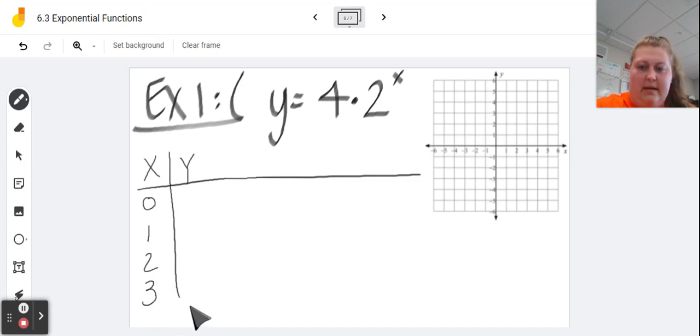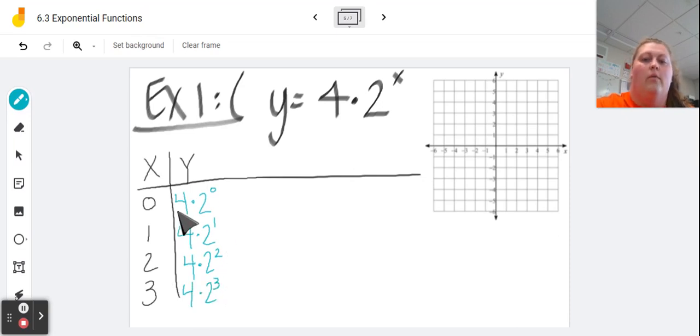So what does that mean? That means in this equation, x, my exponent, I'm going to plug in these numbers to solve for y. I'm going to do that in a different color so that we can see it a little easier. So I have y equals 4 times 2 to the 0 power, 4 times 2 to the first power, because I'm using my x value for x, 2 to the second power, and 3.